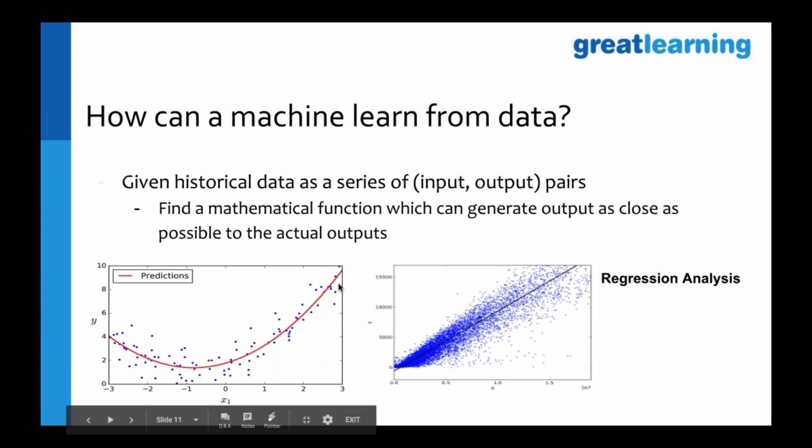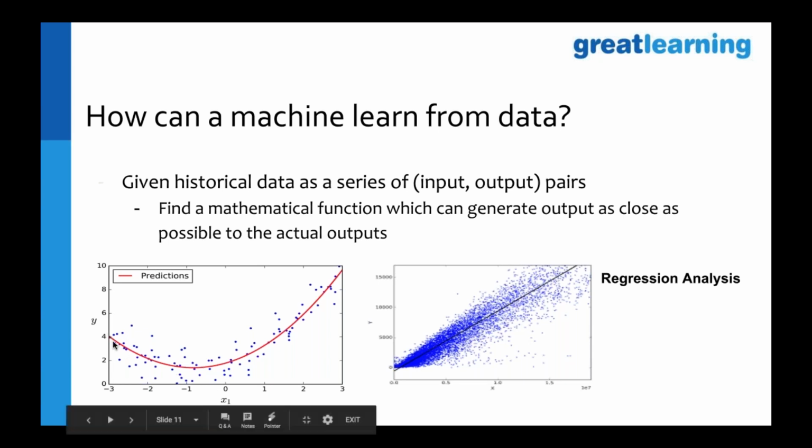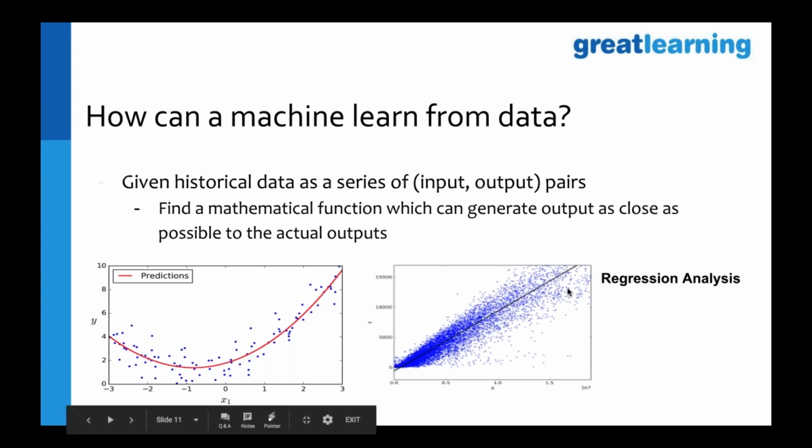So one way in which a machine can learn is to find a mathematical function to which it can give inputs, and whatever output that function gives is the prediction that the machine is making, right? So in this case, it has looked at all these blue points and it has learned this red function, right? And in this case, it has looked at all these blue points and it has come up with a straight line. This is the y equal to mx plus c.